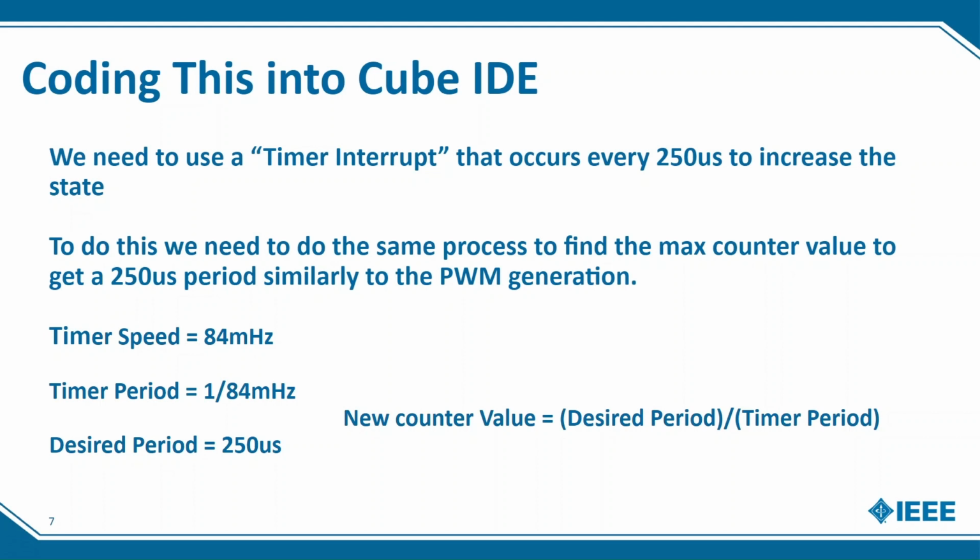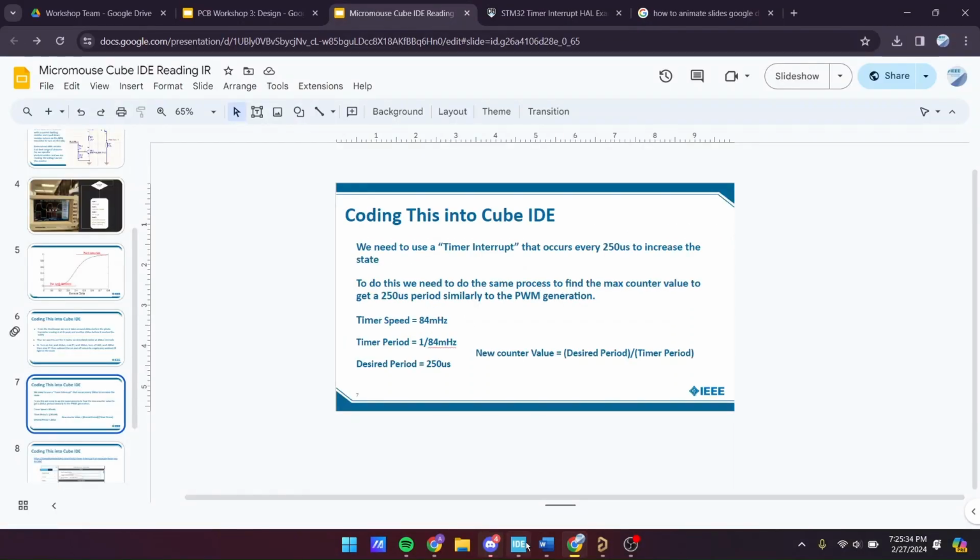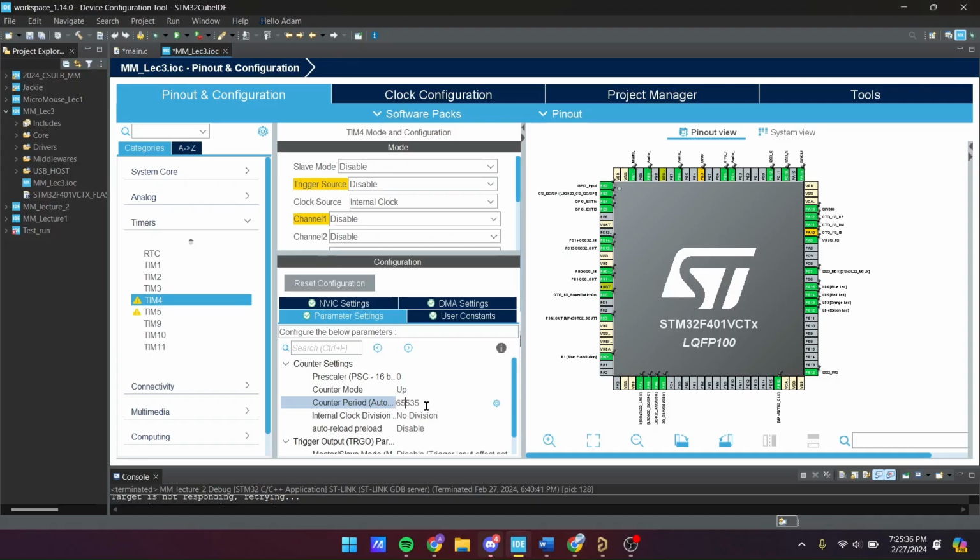21,000. And remember, since we're starting at 0 and not 1, I'm just going to subtract 1 from that. And so our counter period is now going to be 20,999. So we're going to go ahead and set our counter period to be 20,999.